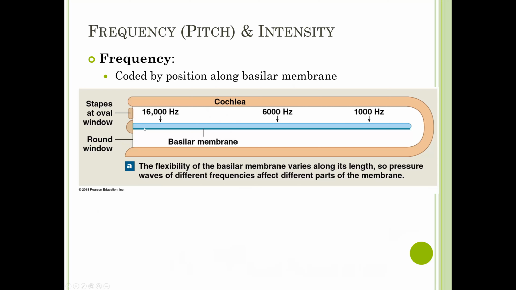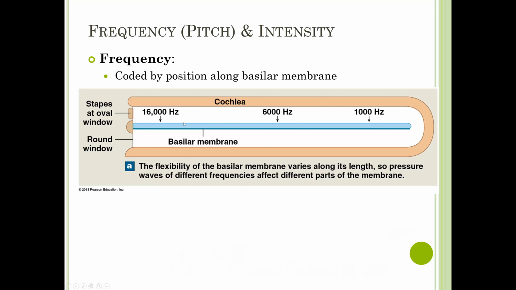So very high frequency sounds activate the basilar membrane at the base of the cochlea. Low frequency sounds are going to travel farther up the scala vestibuli before they cross over. So low frequency sounds are going to activate the basilar membrane towards the tip of the cochlea before they cross over to the scala tympani and then go out the round window.